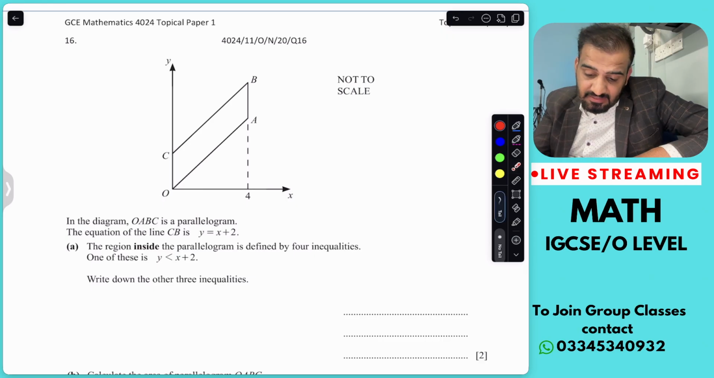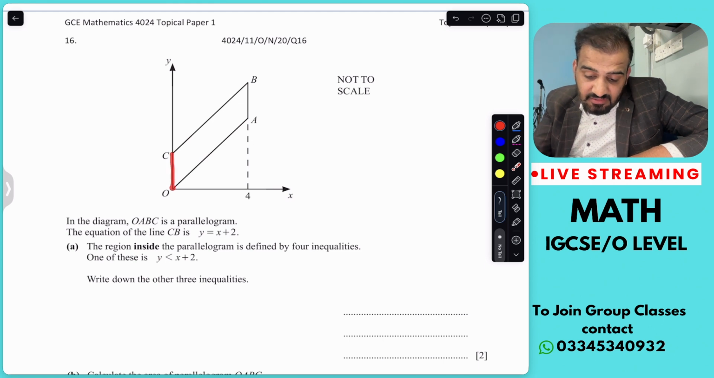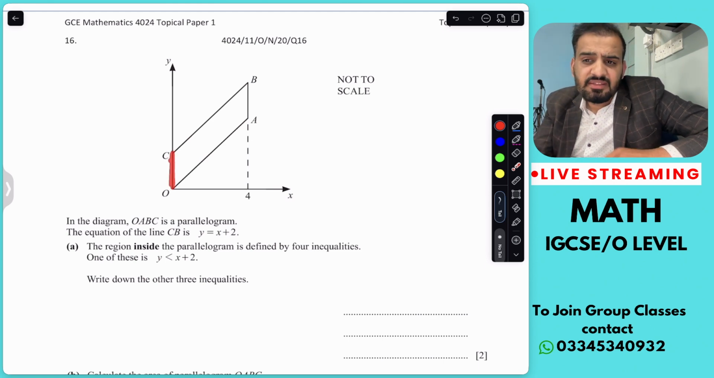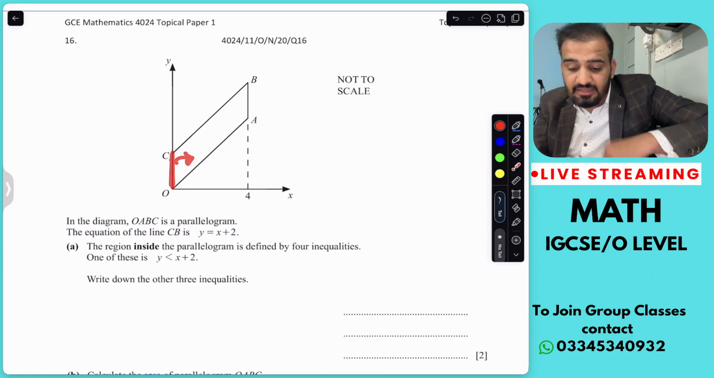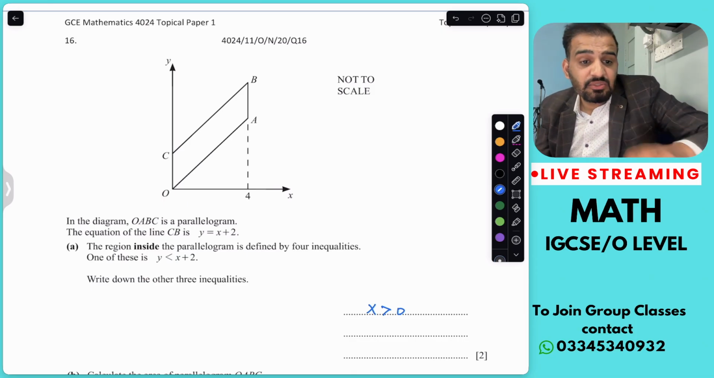So let's start. A parallelogram has four sides, so there will be four inequalities. Let's talk about this inequality. Which equation is this? This is the y-axis. So the y-axis is x equals 0. But just because the parallelogram is on the right side, you will say it is x greater than 0.